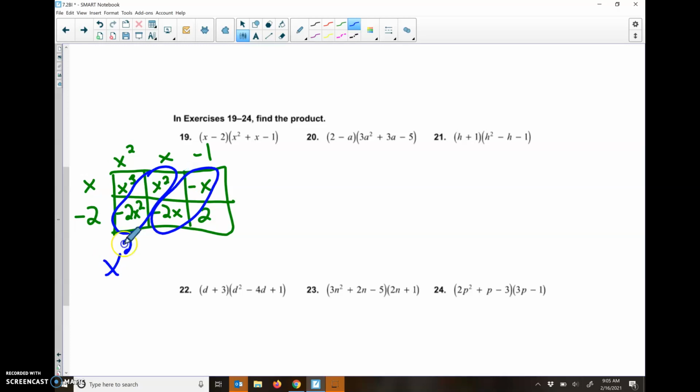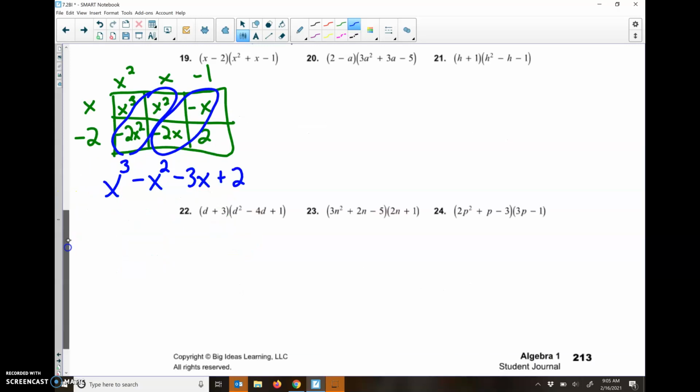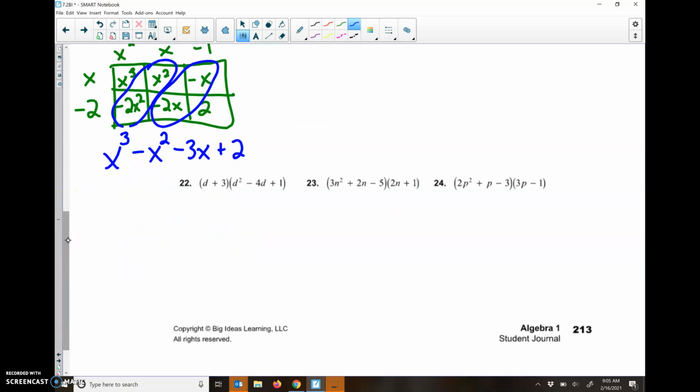So I have x to the third minus x squared, and then -2x and -x is -3x, and then you have that +2 sitting there at the end. Okay, so again, everything's nice and neat and collected. We don't have to worry about missing steps here. All right, let's do number 23, and then we'll be done.